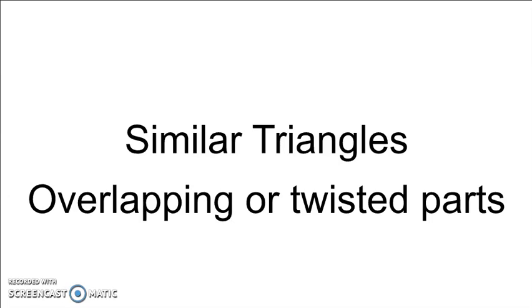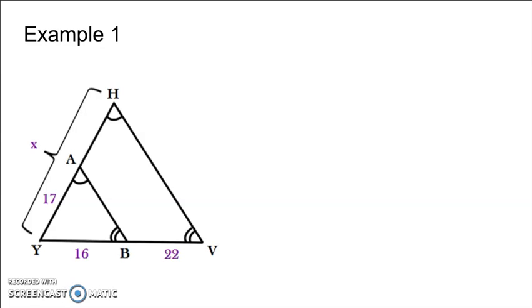We're going to look at similar triangles today, but specifically two different types of triangles, ones that have overlapping parts or that are twisted a little bit. And we're going to check and see what that means in just a minute. So first, let's look at example 1 here.